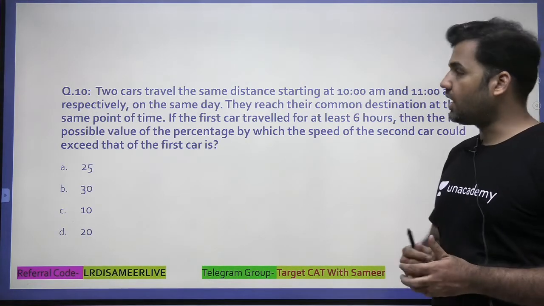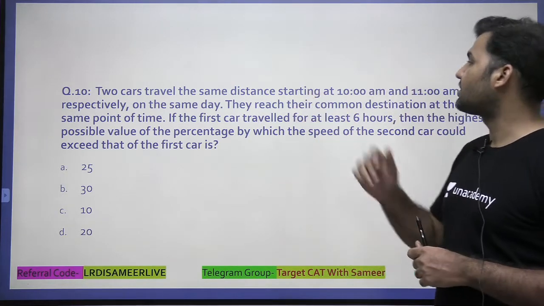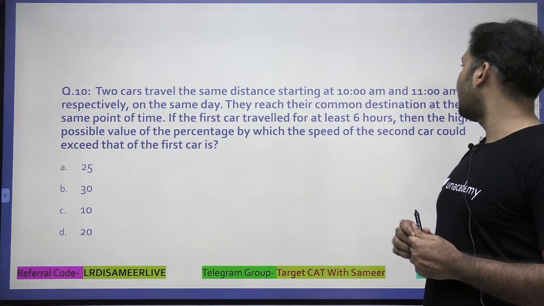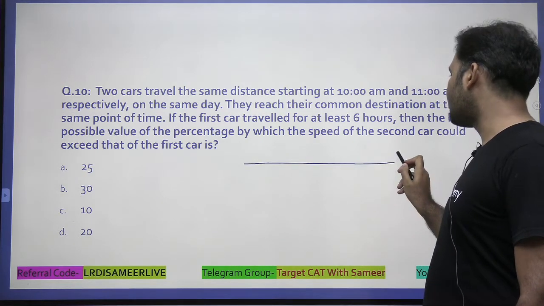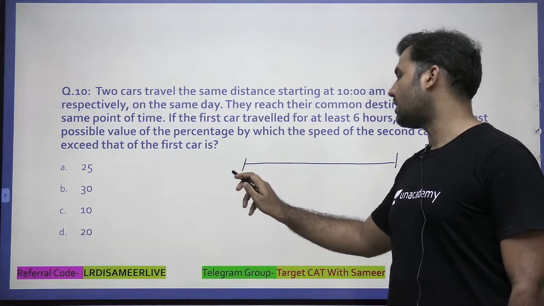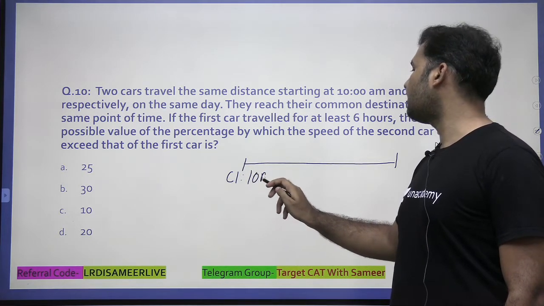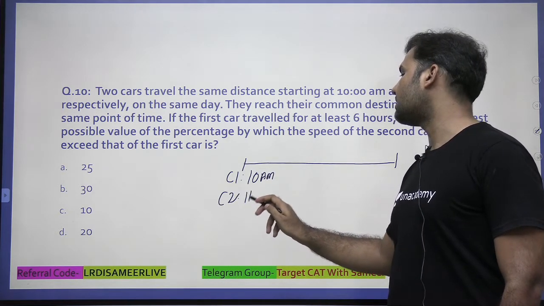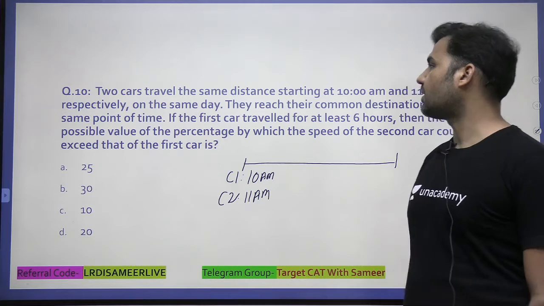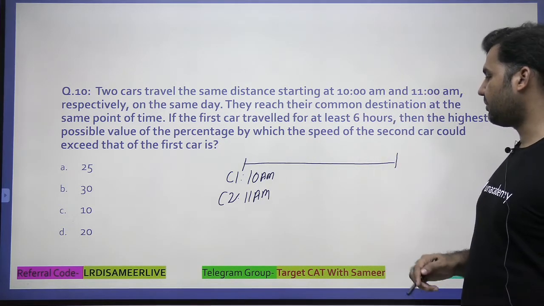Now, let's look at question number 10. Again, a simple question. 2 cars travel the same distance starting at 10 a.m. and 11 a.m. respectively on the same day. So there's a particular distance that 2 cars are traveling. Car 1 is traveling the distance starting at 10 a.m. and car 2 is traveling the same distance starting at 11 a.m. They reach their common destination at the same point of time.